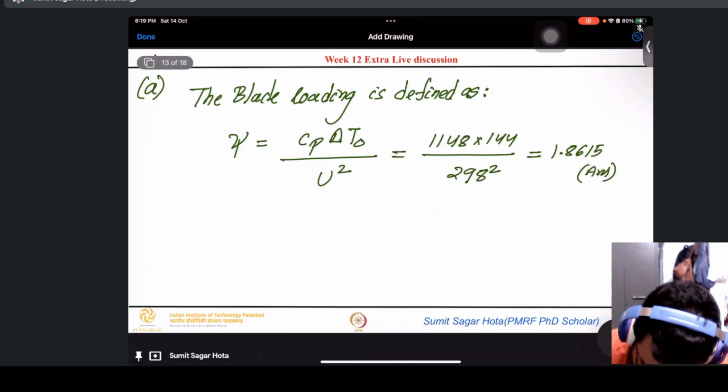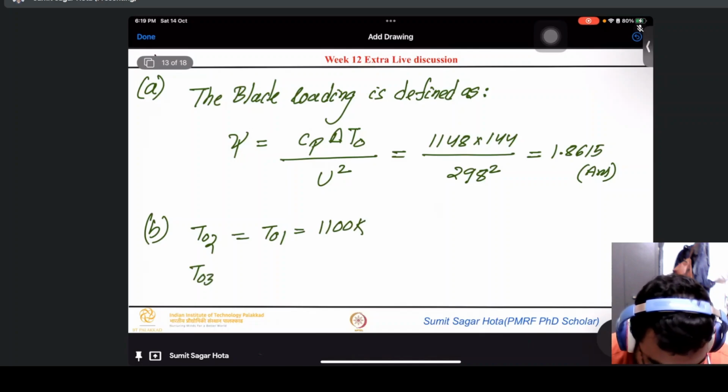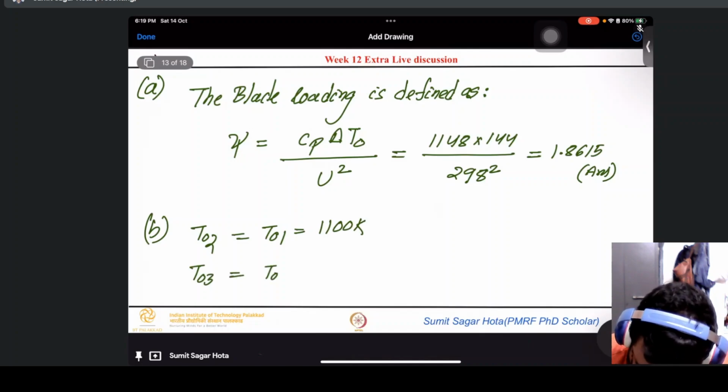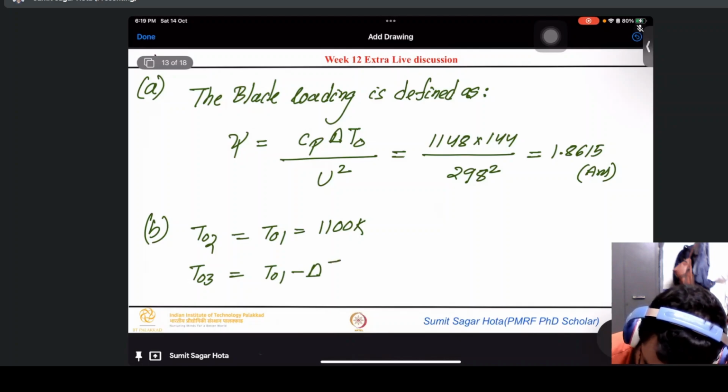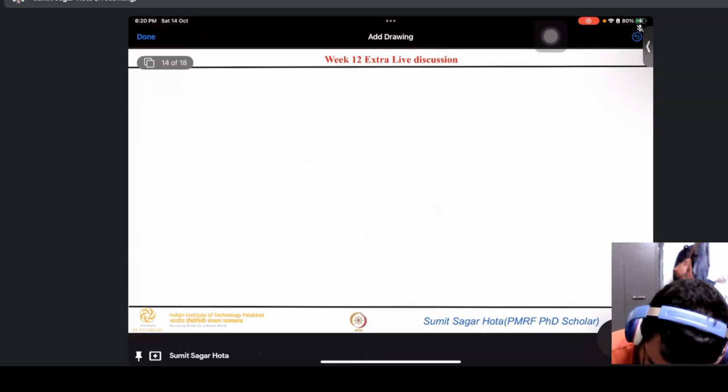Okay, similarly second bit, T02 is equal to T01 is equal to 1100 Kelvin. Okay, then what is T03 is equal to T01 minus delta T naught. Okay, so 1100 minus 144 is equal to 956 Kelvin. Okay, then what is the isentropic efficiency of the turbine?